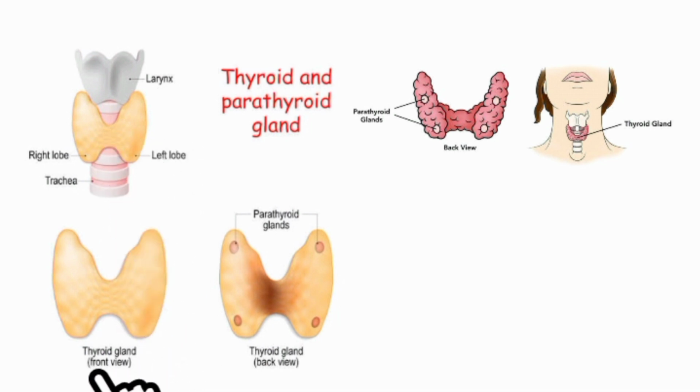This is the frontal view of thyroid gland. If you see from the front, you can't see the parathyroid gland, but just behind the thyroid gland, in the back view, you can see a group of 4 small glands. These are parathyroid glands which produce parathyroid hormone and have an important role in calcium balance in the serum.